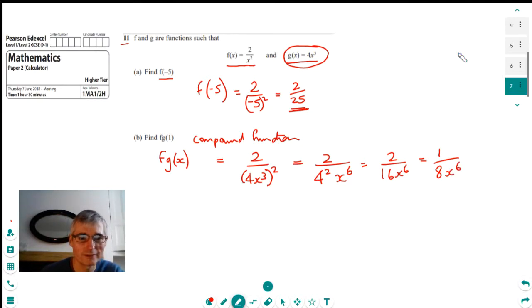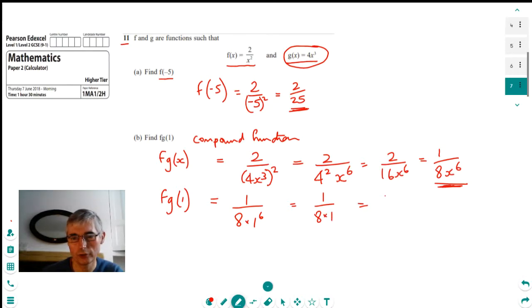Then when we want to find f of g of 1, what we can do is, as before, simply replace the x in this function here by the value 1. So what we get is 1 over 8 times 1 to the power 6. And because 1 to any power is still 1, that's just going to become 1 over 8 times 1, which is 1 over 8. And we've done it. That's our final answer there.